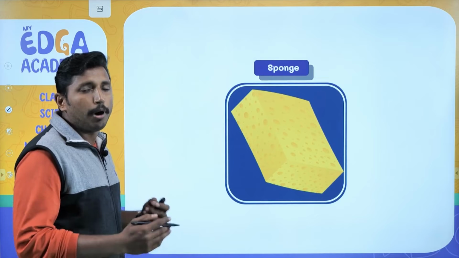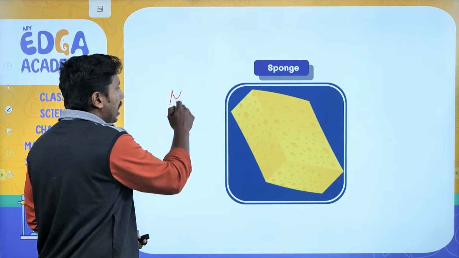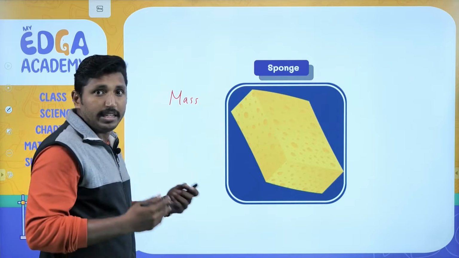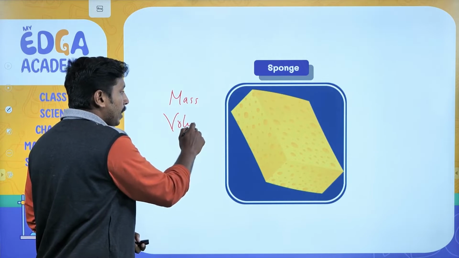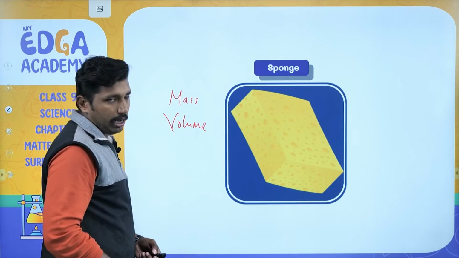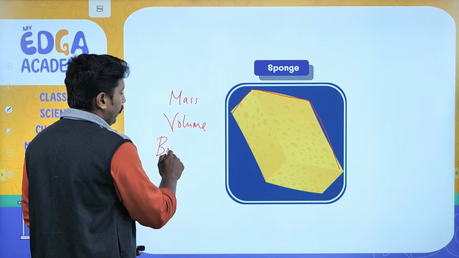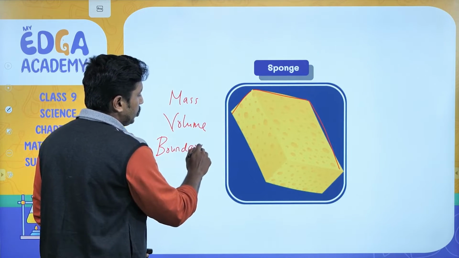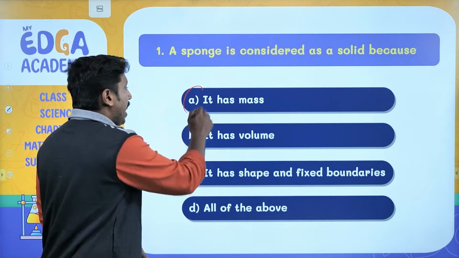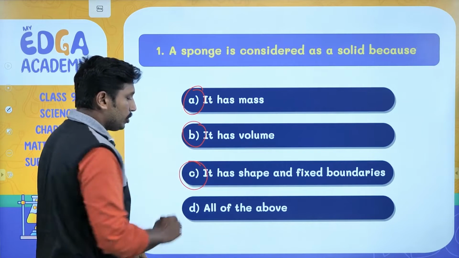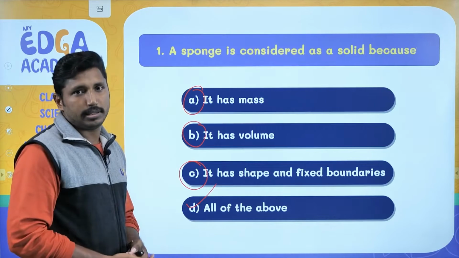As you know, sponge is a material that has mass, isn't it? So it has its own mass. It requires a space to occupy, isn't it? So it has its own volume. And as you can see in this figure, it has its own fixed boundaries. So it has fixed boundaries for itself. So according to our question, the first three options are true about a sponge. So we can write that D as the correct answer.